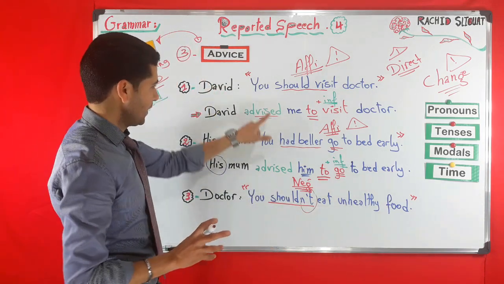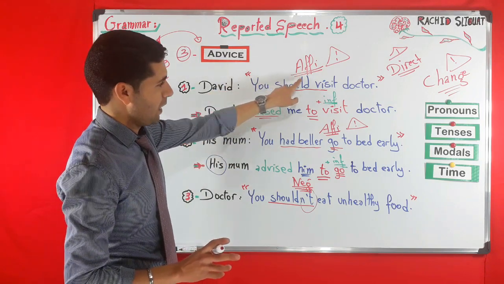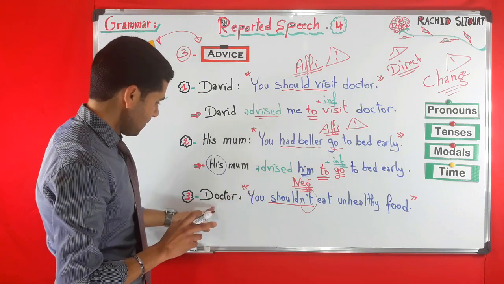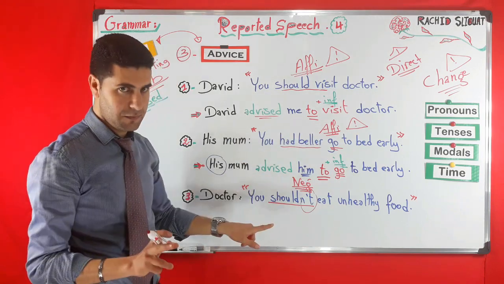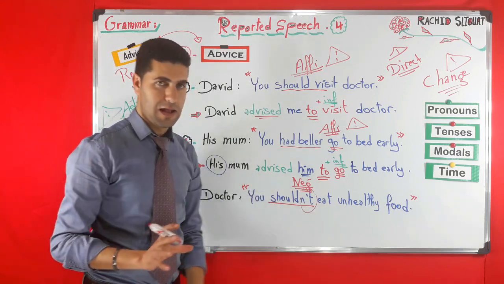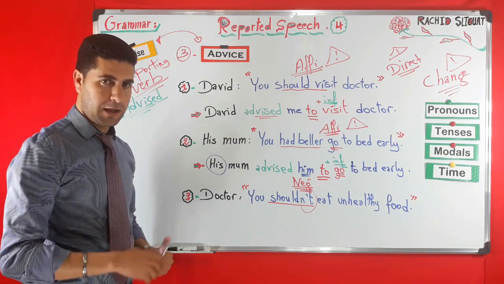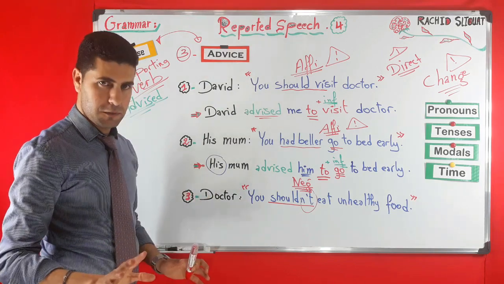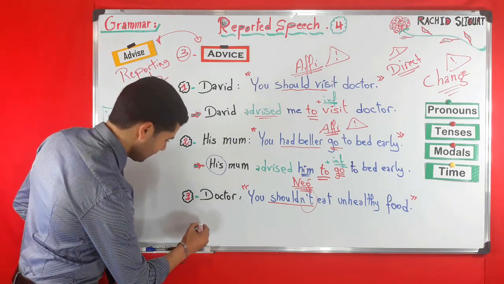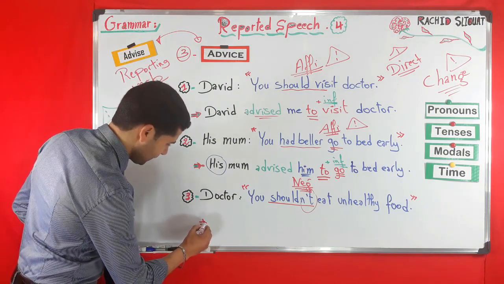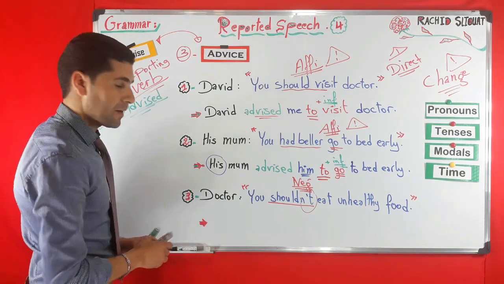So here, in number 1 and number 2, we've seen pieces of advice in affirmative form. But in number 3, we are concerned with a piece of advice in a negative form: shouldn't eat unhealthy food. Now here, you can again pause and try to report this yourselves, then we correct all together. Alright, so what are we going to say?